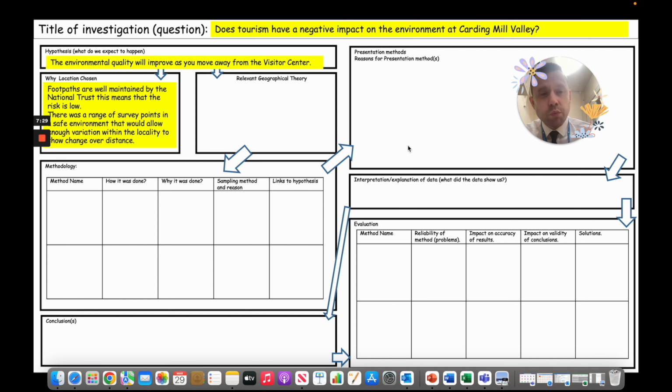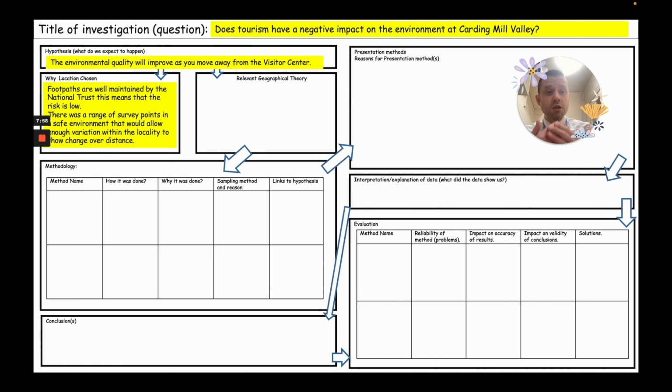Another one, and this is what you could write in the exam, is there was a range of survey points in a safe environment that would allow enough variation within the locality to show change over distance. You could just learn that phrase, why we chose this location, off by heart if you wanted to. But ultimately what it's saying is there was enough space for us to do our inquiry. Okay, and there was enough distance between the visitor centre going north, 200, 400, 600 metres to show variation. Alright, other things you could mention, it was accessible by coach in under an hour, so it was relatively local.